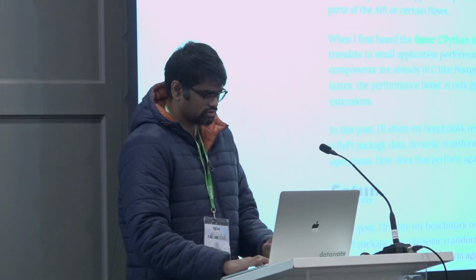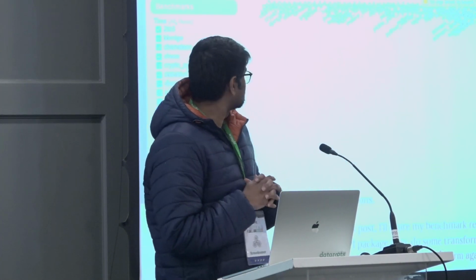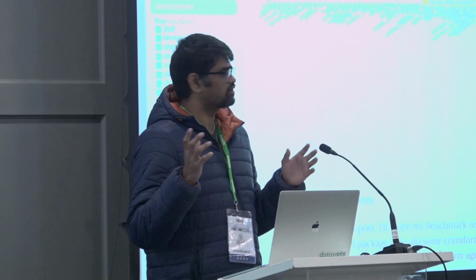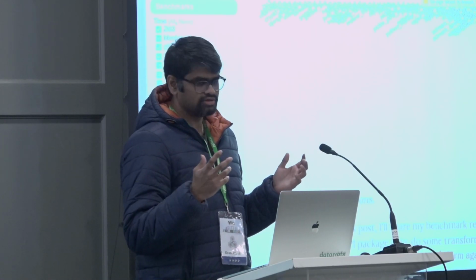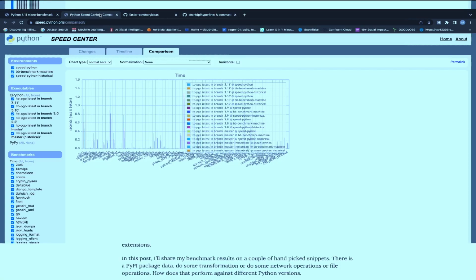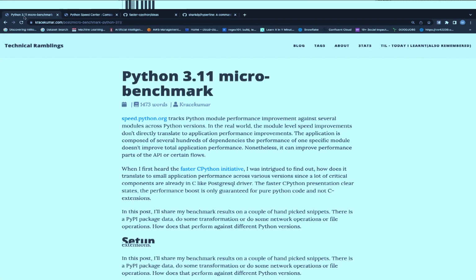So if you go to speed.python.org, you can find the speed improvements of a particular module over time. But in the real world, this is not that useful, because you are using hundreds of modules, and a performance gain on one of the modules will not help the overall performance. So I thought I'd write a glorified version of Hello World and see how it works.